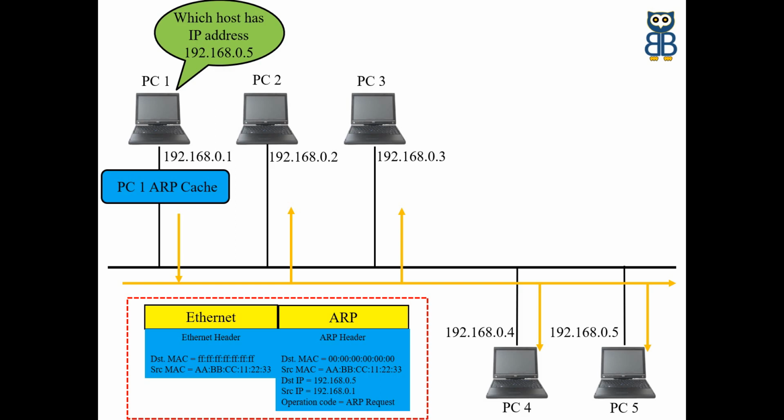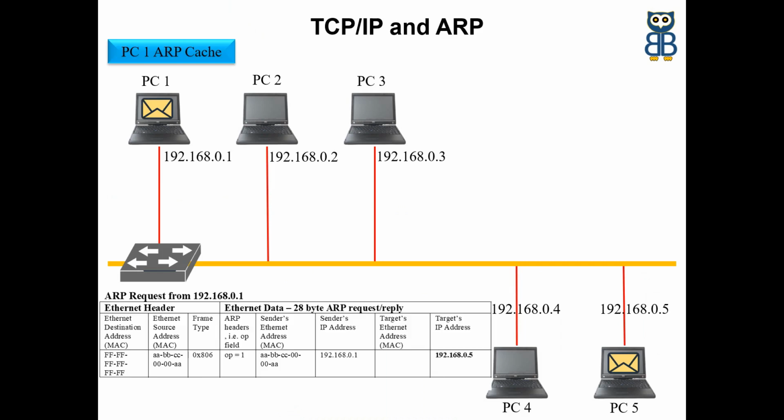PC1 sends an ARP request message to the network as a broadcast message. This ARP request is sent to all the nodes in the network.